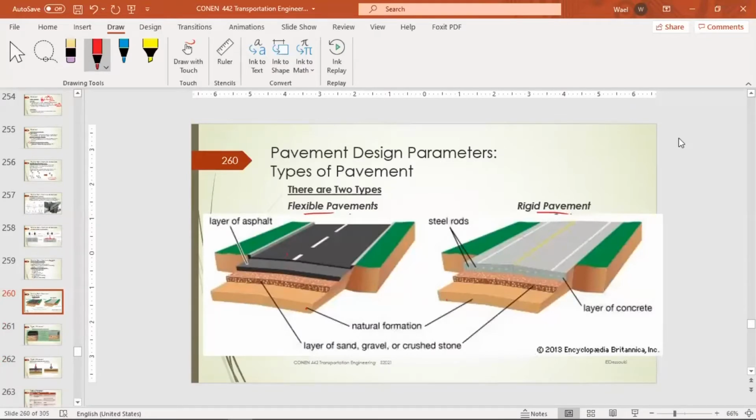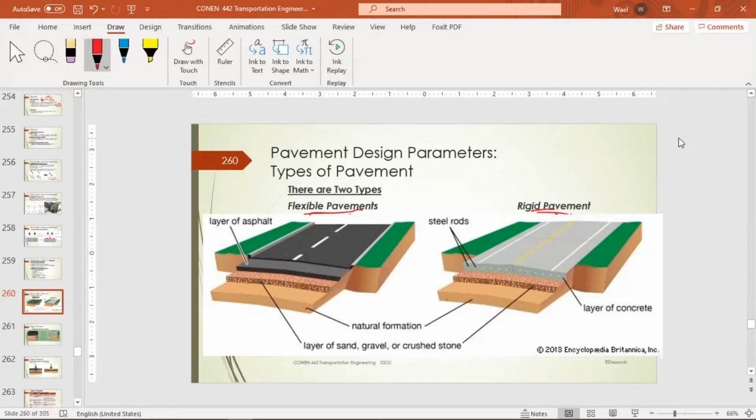Now, for the pavement types, we have two types. We have flexible pavement, which is basically asphalt pavement, and we have rigid pavement, which is basically concrete pavement. As we can see, the structure is kind of similar. We have the natural formation, that's the natural soil, and we have what we call the sub base, I'm sorry, and this is the first asphalt layer, and this is the surface layer.